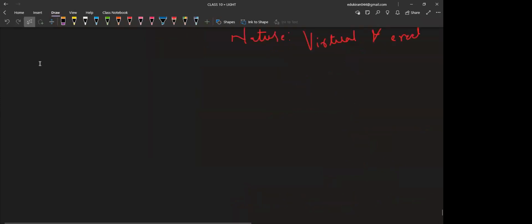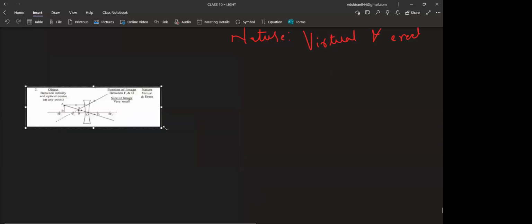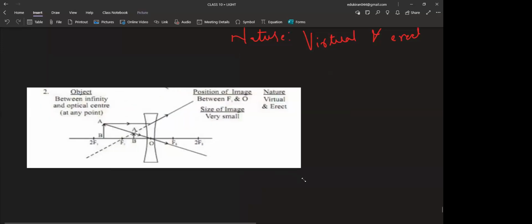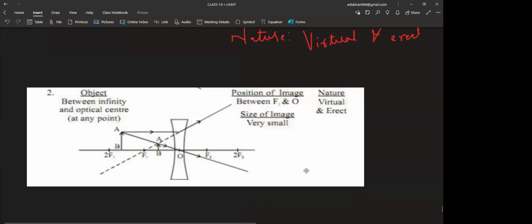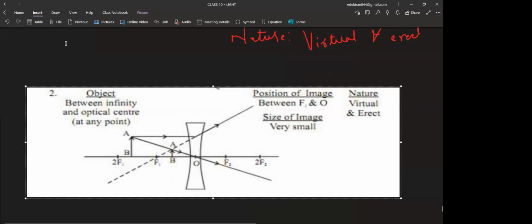For the concave lens, do you remember when we were doing the convex mirror, the last one which we have done? There we had only one case, which was the one where anywhere the image was formed. Remember this, Zoha? Yes, we did. So similarly, here in the concave lens, we have this case.